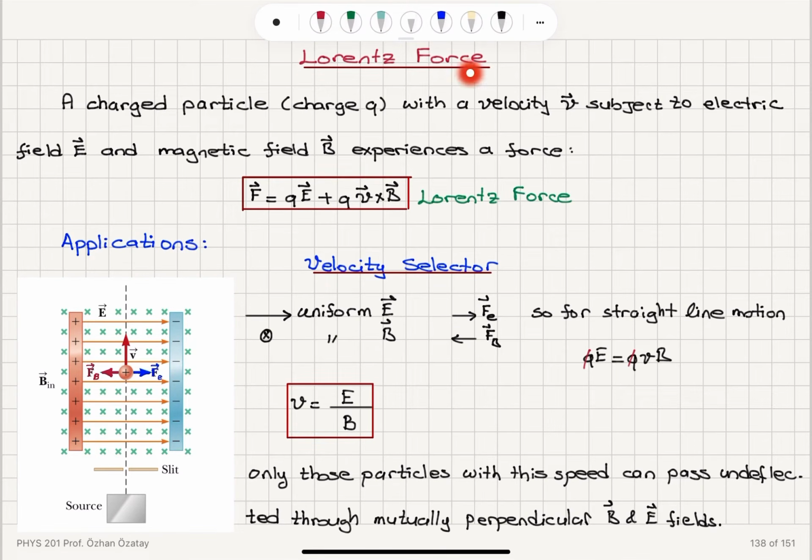Okay, so we've talked about the Lorentz force, which tells us the net force acting on a charged particle inside an electric field and magnetic field. If the charge is moving with velocity v, QV cross B is the magnetic force, QE is the electric force, so the sum is the Lorentz force. And in the case of the velocity selector application, if we have a uniform electric field and uniform magnetic field, we can see that the electric and magnetic forces will balance each other, QE equals QvB, when the speed is E over B. So only those particles with a speed E over B will go undeflected through this setup and reach the other side.